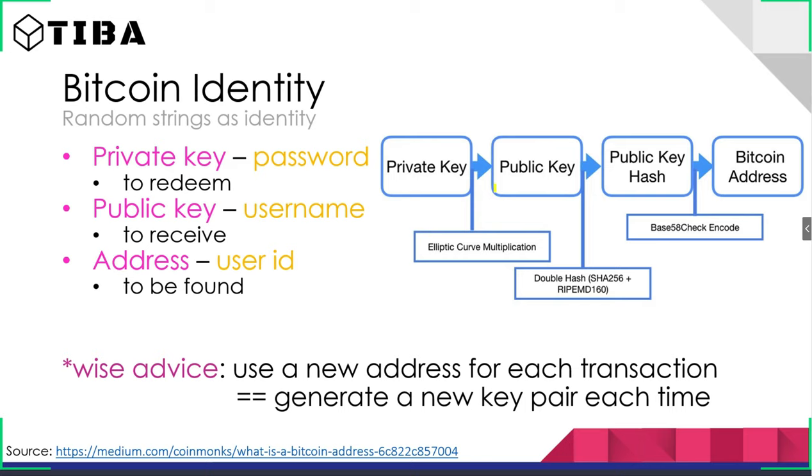So the whole process works like this. You have a private key that's randomly generated. And then you generate a public key based on the private key. And then you move all the way and generate another thing called a Bitcoin address. That's the thing you send to people for you to receive Bitcoin. And the wise advice here is that people tend to use a new address for each transaction just to keep it safe, so that it's harder to track your activity on the Bitcoin network.